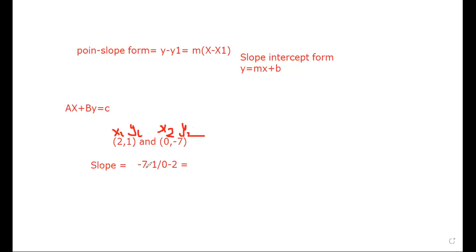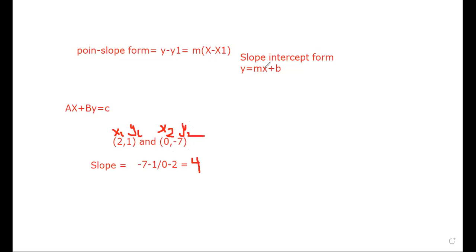Then the answer will be -8 over -2. So the slope will be how many? -8 over -2. So the answer will be 4. The slope equals 4.